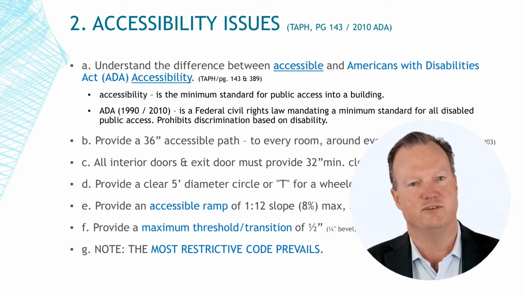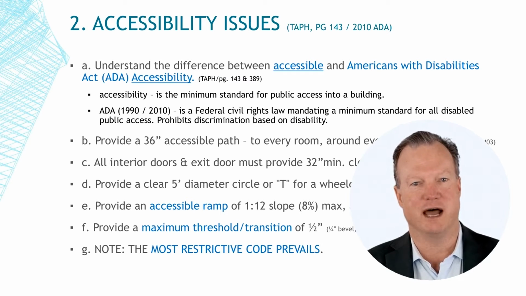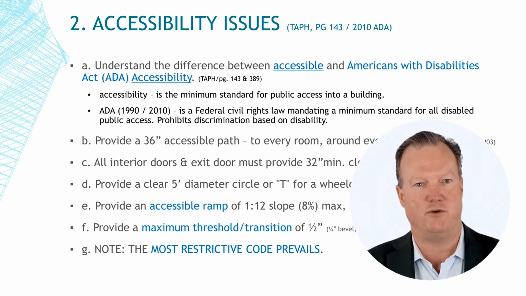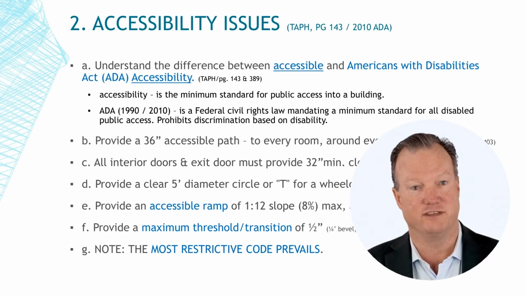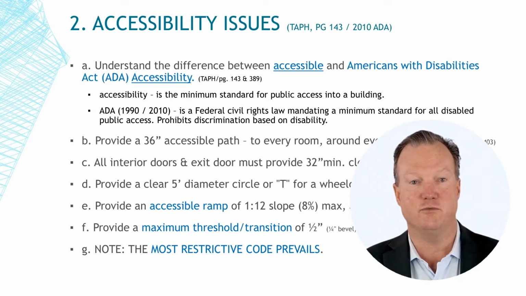2. Accessibility issues. A. Understand the difference between general building accessibility and the Americans with Disabilities Act, ADA, accessibility requirements. Accessibility is the minimum standard for public access into a building. ADA, 1990-2010, is a federal civil rights law mandating a minimum standard for all disabled public access. More importantly, it prohibits discrimination based on disability.